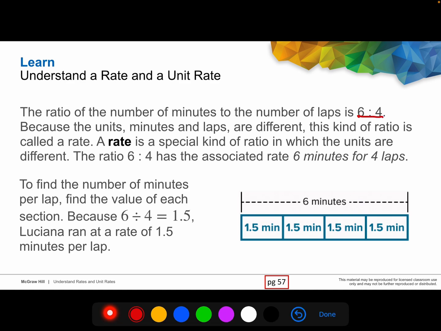Because the units, which are minutes and laps, are different, this kind of ratio is called a rate. A rate is a special kind of ratio in which the units are different. In this case, you can see the ratio 6:4 has the associated rate of 6 minutes for 4 laps. So to find the number of minutes per lap, we find the value of each section: 6 divided by 4, which gives us 1.5 minutes. So Luciana ran at a rate of 1.5 minutes per lap.